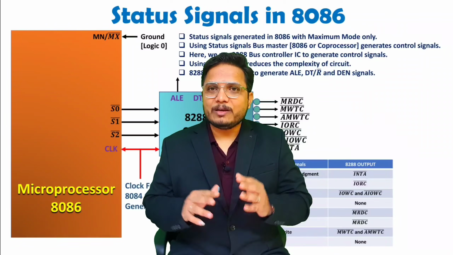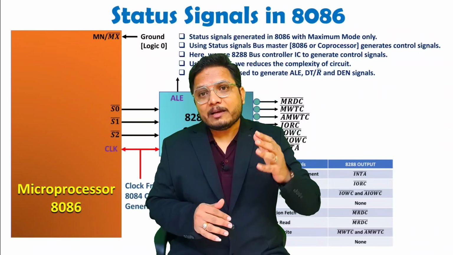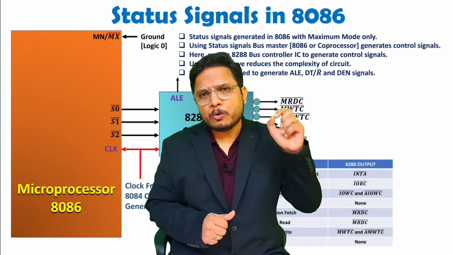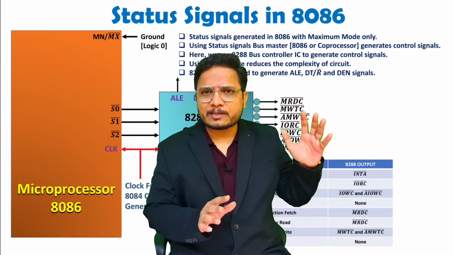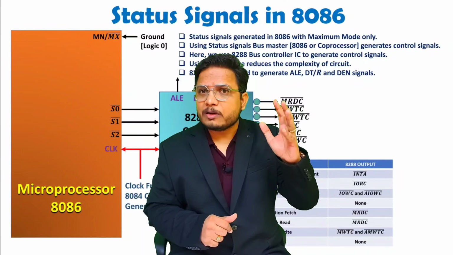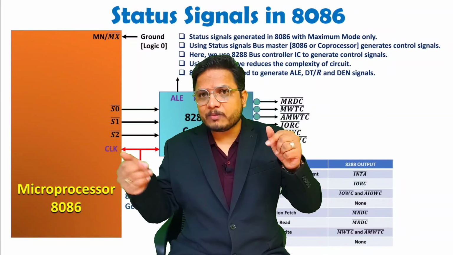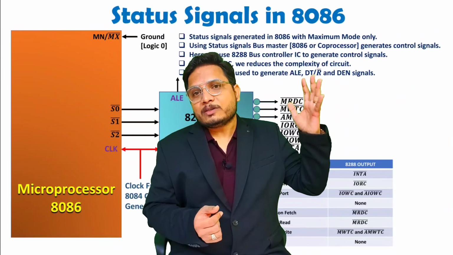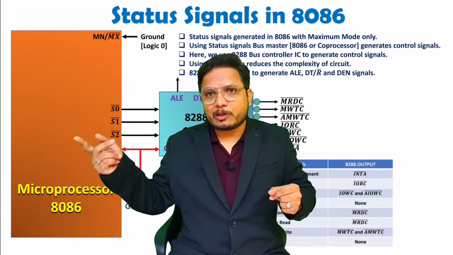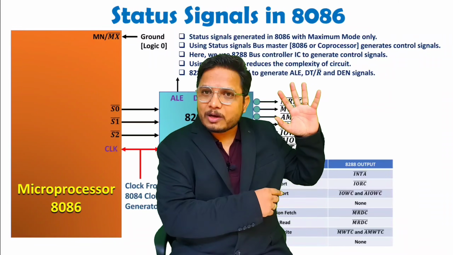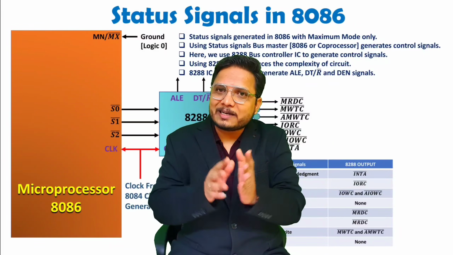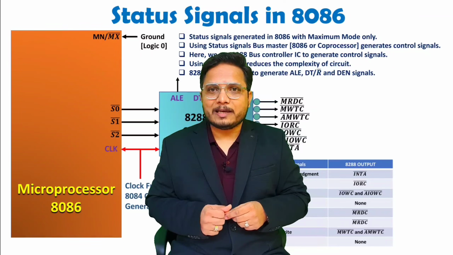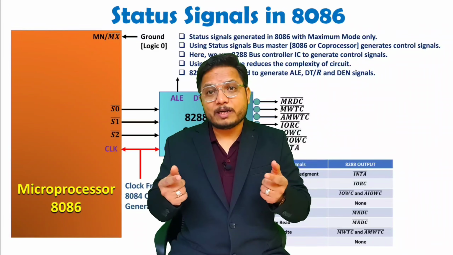And in maximum mode, this status will be provided by the coprocessor as well. What it means is, whoever is the bus master. Let us say 8086 is the bus master, then 8086 will give this status signal and it will execute the control signals. If the coprocessor is the bus master, in that case the coprocessor will give status and 8288 will provide control. So those controls will be with respect to the coprocessor, right? So only the status signal is what we give to the 8288 bus controller IC, and it will generate control signals. I hope it is clear to you.